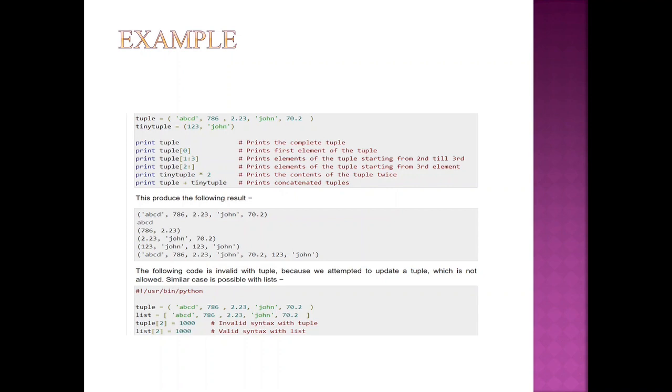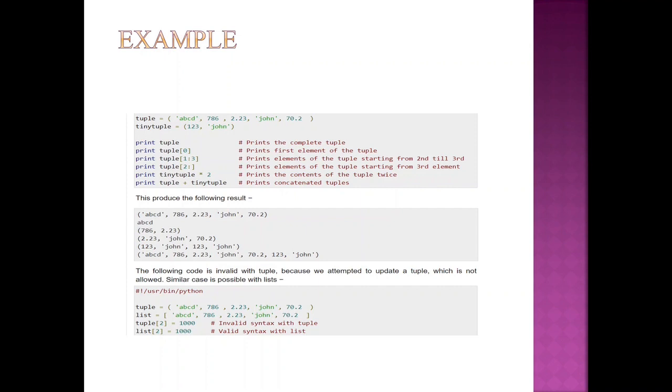Now the same process is repeated here. In the first step, we are going to print the entire tuple, so I have given print tuple. In the second statement, I just want to print the first element of the tuple, so I have given print tuple of 0. In the third statement, I am going to print the elements with starting index 1 till index 2, that is, the first two index values are going to be printed. So I am giving print tuple of 1:3. In the fourth statement, I just want to print the elements with starting index 2 till the end of the tuple. So I have given print tuple of 2:.